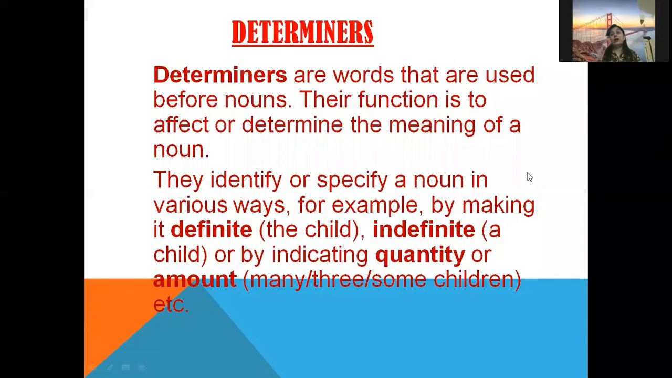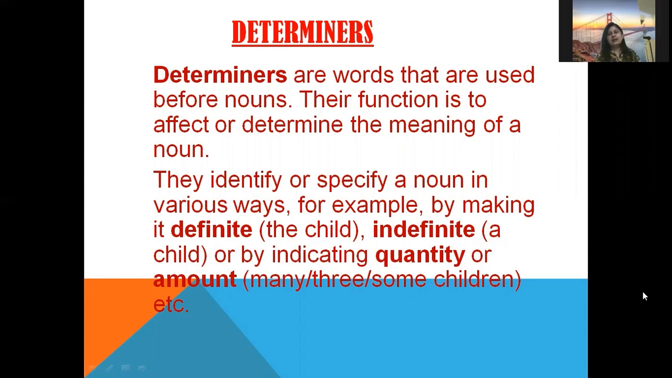When we say a child, it means we are talking about an indefinite noun. It can be any child, a girl. I'm not talking about a particular girl or child. It can also indicate the quantity or amount, for example, many children, three children, some children. So these words, many, three, some, are indicating the quantity of a particular noun. All these words that we are using before nouns are called determiners.